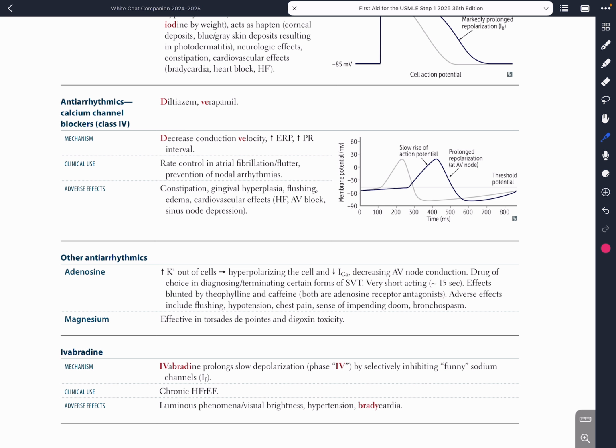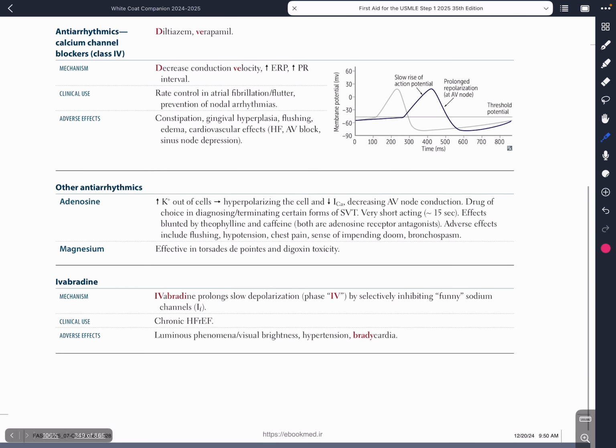Adverse effects of diltiazem and verapamil are constipation, gingival hyperplasia, flushing, and edema. Cardiovascular side effects of verapamil and diltiazem can cause heart failure, AV block, and sinus node depression.